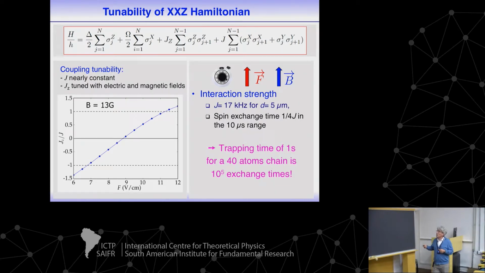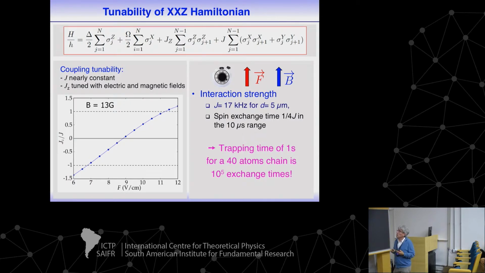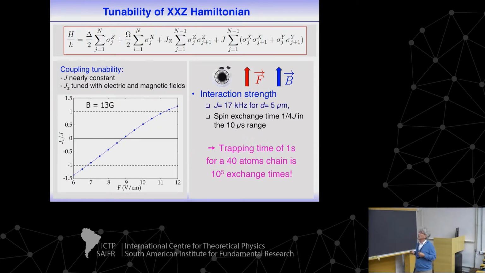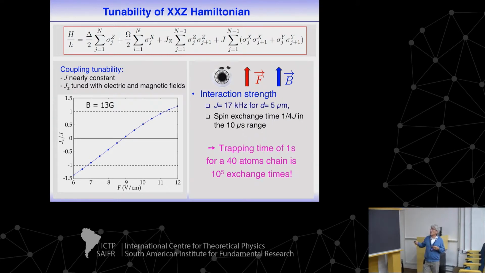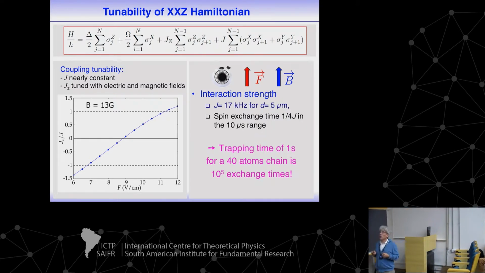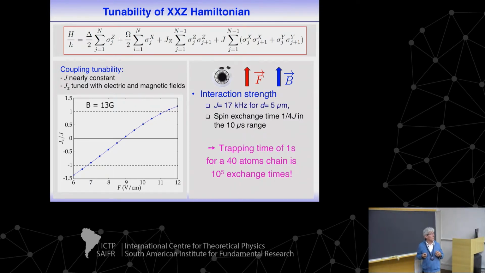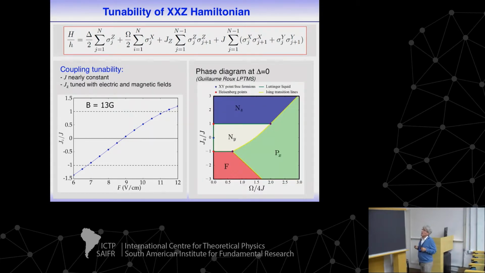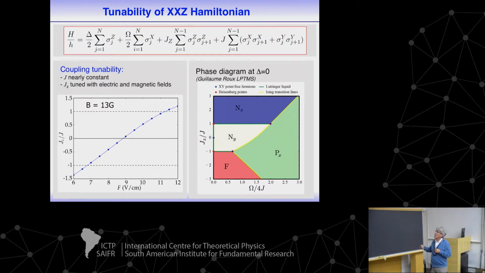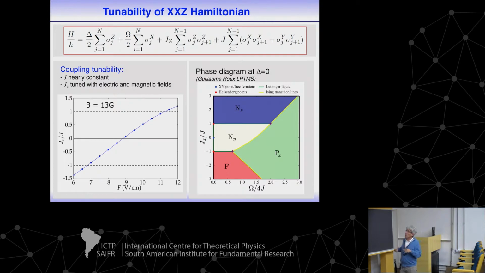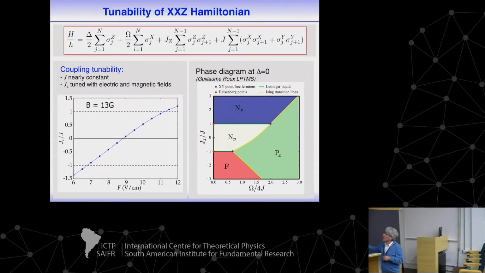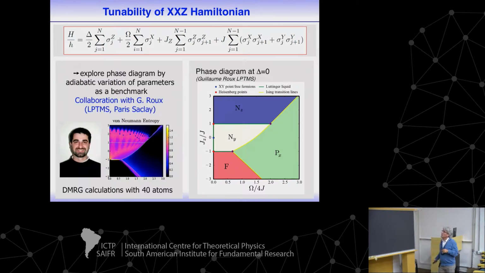This is interesting because I will show you that we expect to trap the atom for 1 second. We can have a 40-atom chain with something like 10 to the 5 exchange times before you lose the first atom due to imperfections related to residual spontaneous emission. So that's something we can expect to do, exploring the phase diagram with this system. Here I represented a more complete view of the phase diagram of this spin 1/2 Hamiltonian, a so-called XXZ Hamiltonian. And I will comment on this in a second.